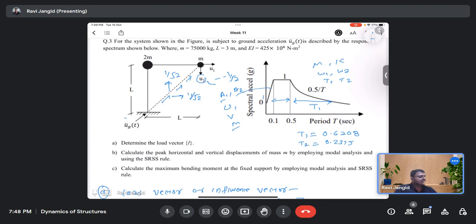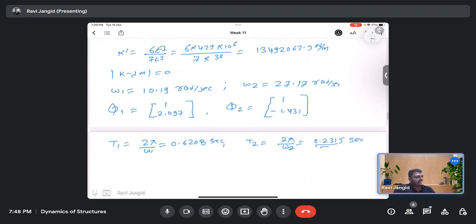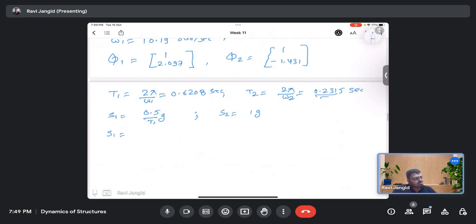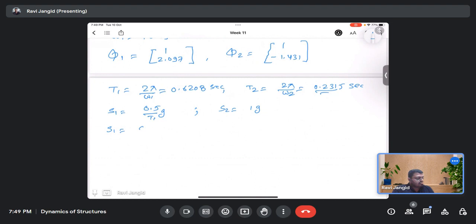Okay, so my S1 would be 0.5 by T1 times g, S2 would be 1g. Do we need to scale it anywhere? Is there anything to scale? No. So your S1 will be 0.5 times 0.6208 times 9.81, and S2 would be 9.81. So your A1 is equal to S1, the same. That will be coming out to be 7.9 meter per second square, and A2 is coming out to 9.81 meter per second square.